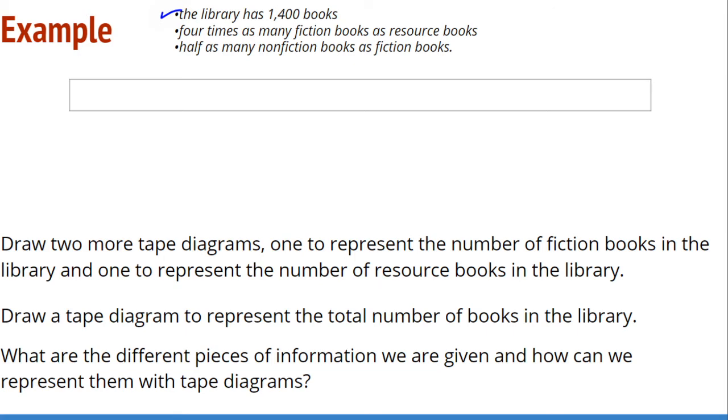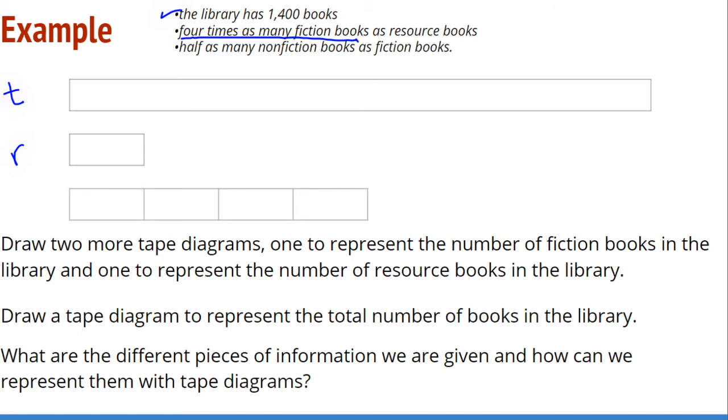Now it says that there are 4 times as many fiction as resource. So do we have more fiction or more resource? Well, if I have 4 times as many fiction as resource, I'm going to have less resource. So I'm going to draw a unit for my resource books. So this is my total up here at the top. This is my resource books. And it says the fiction books are 4 times as many as the resource books. So I now need to draw a tape that has 4 units the size of the resource books, because these are going to be my fiction books.